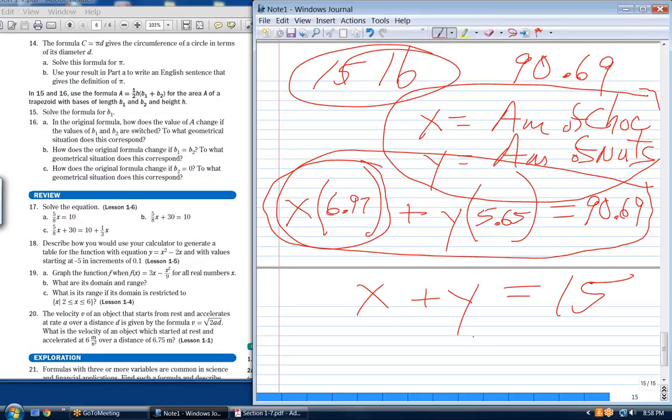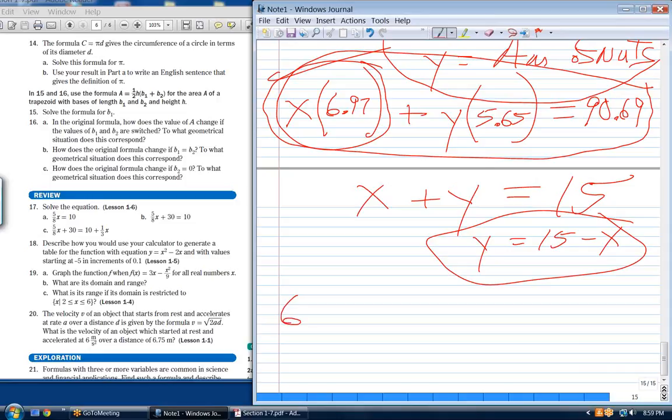I'm going to solve for y. What is y equal to? 15 minus x. Now I'm going to go back into this equation and substitute 15 minus x wherever I see y. So now I have 6.97x plus 15 minus x times 5.65 equals 90.69. Now notice I have one equation and one variable. Okay, you know how to solve this? Yeah, let me just write it down.